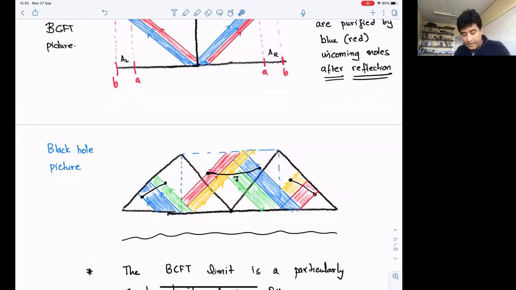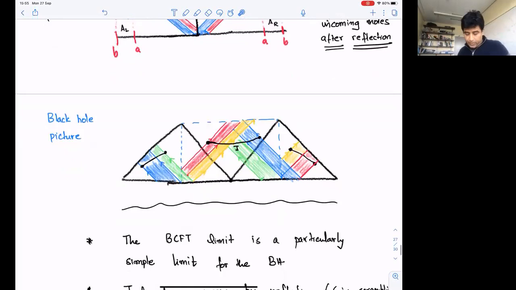You need the island to guarantee that this purification occurs at the right time and the dip occurs at the right time. But you also need these modes coming in from the AdS region and their purifiers, the ones that are shown in yellow, to be gathered by this interval and the island. So somehow there are additional moving parts in the correspondence between the BCFT picture and the island picture.